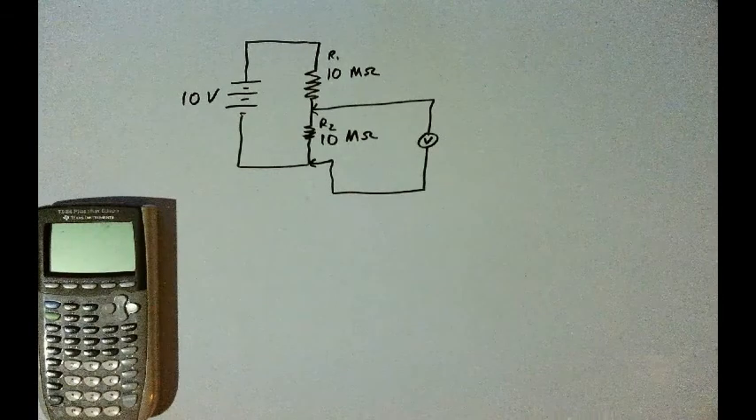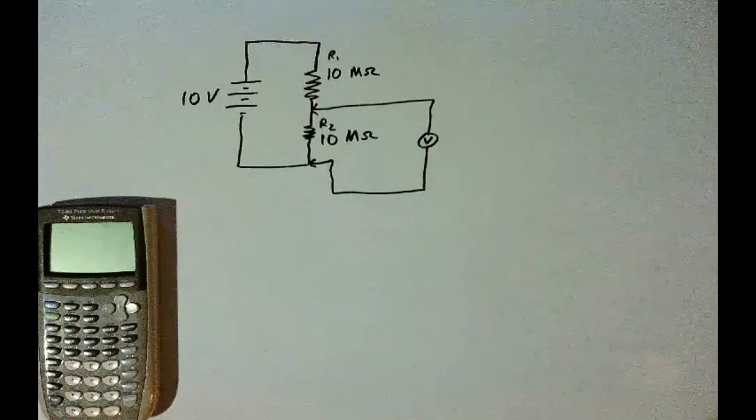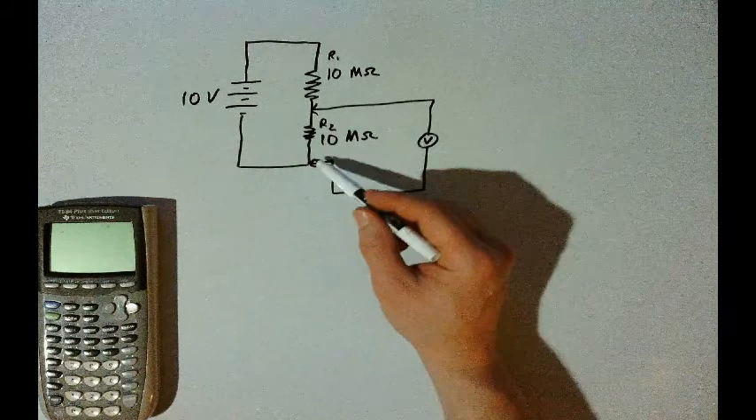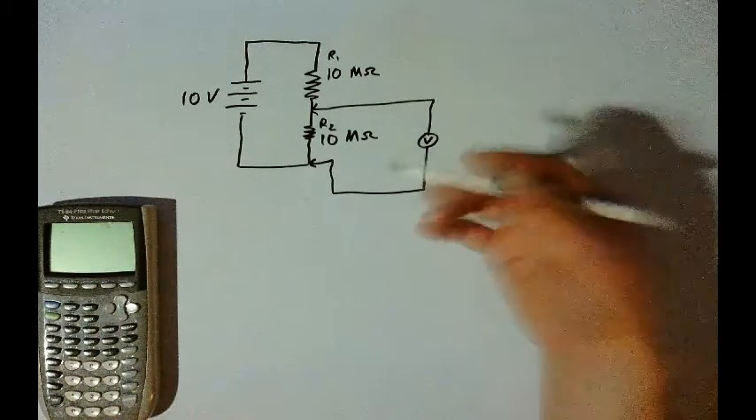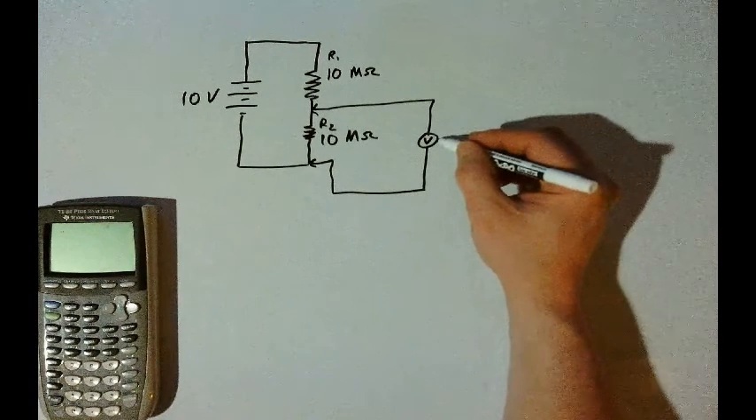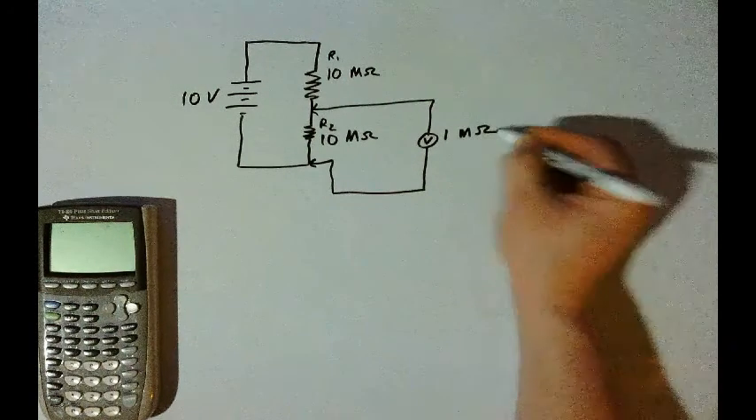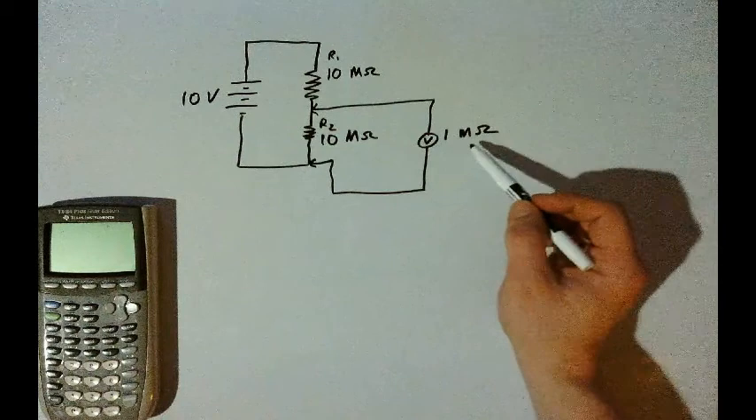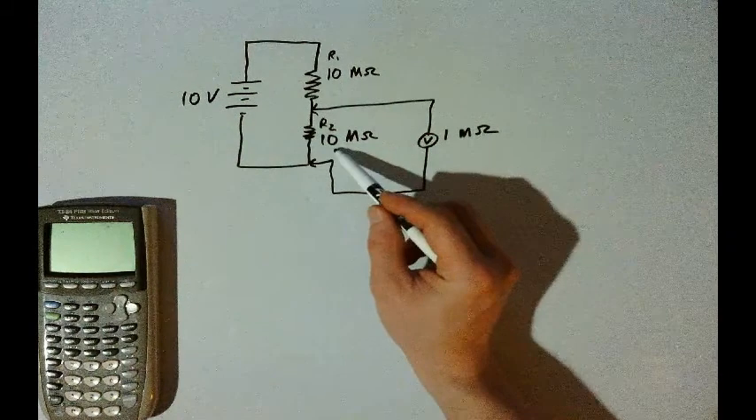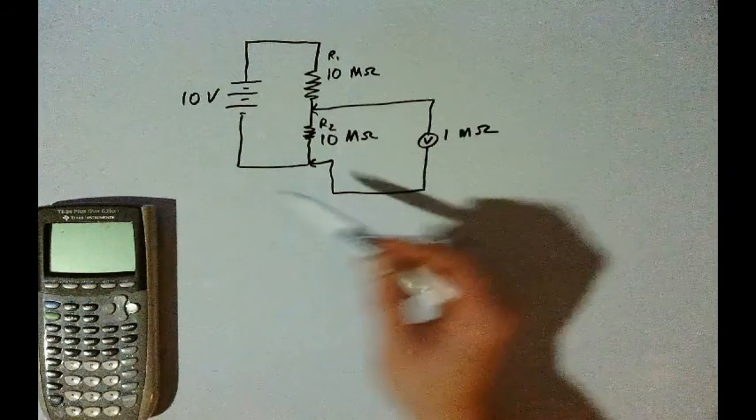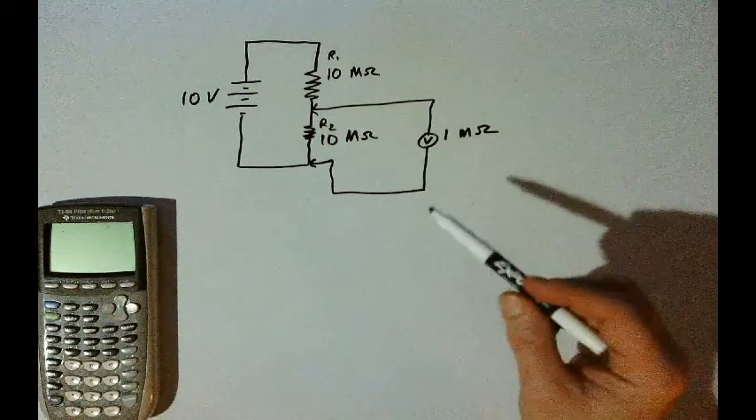In this example, we have a series circuit. R1 and R2 are both 10 mega ohms, and the source voltage is 10 volts, and we're going to measure the voltage across R2. And we know, for example, that the internal resistance of the voltmeter is, let's say, 1 mega ohm. And so in this example, the resistance of the voltmeter is much less than the resistances that we're trying to measure the voltage across.